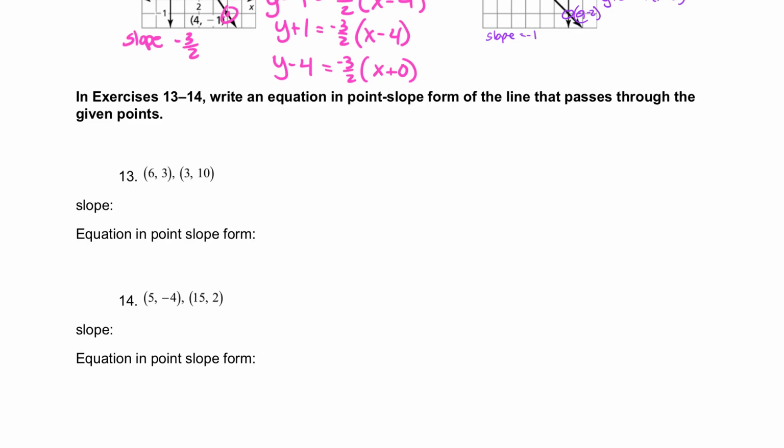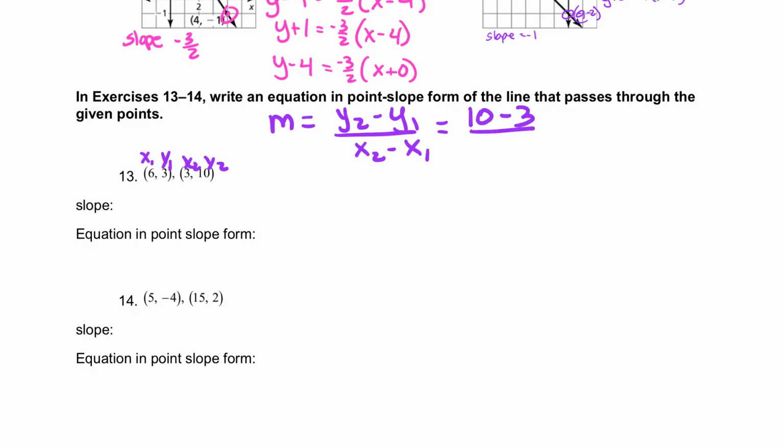In questions 13 to 14, write an equation in point slope form of the line that passes through the given points. So first I have to figure out my slope. Remember, the slope formula is y2 minus y1 over x2 minus x1. So I have these 2 points, x1, y1, x2, y2. So I'm going to do 10 minus 3 divided by 3 minus 6, which is 7 divided by negative 3. So our slope is negative 7 over 3.